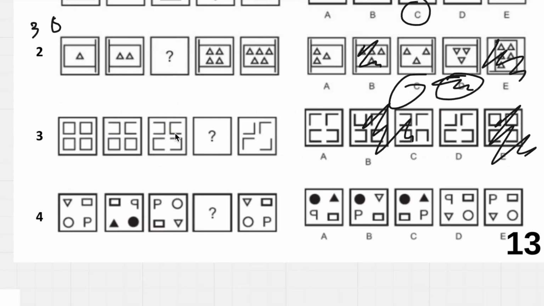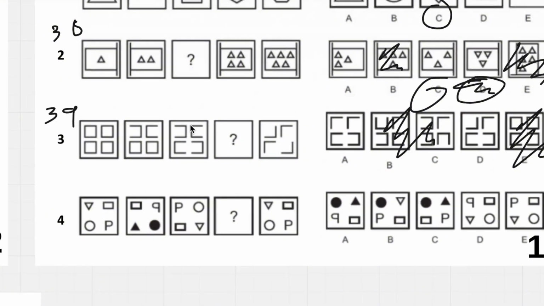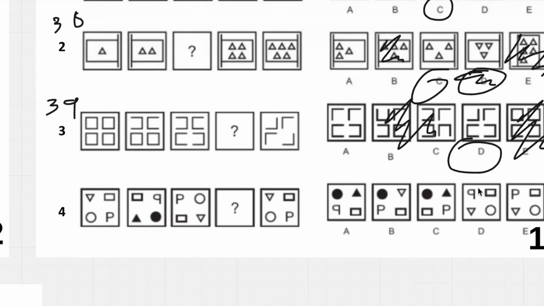this bottom and then that bottom, that means, or rather the opposite thing, we get rid of the opposite thing every time. If it takes away the left, then we're going to take away the right. So if we take away this top bit, we're going to take away this bottom bit, we're going to get D.